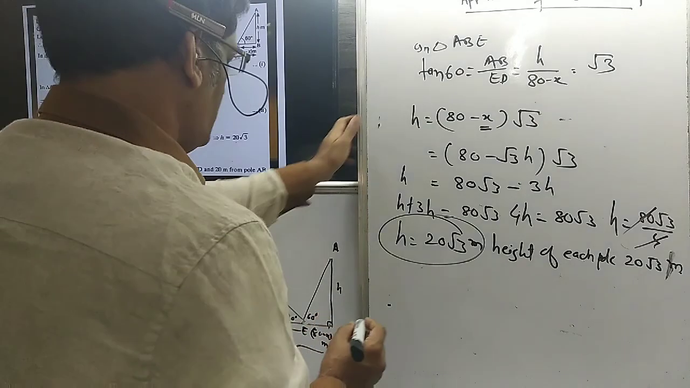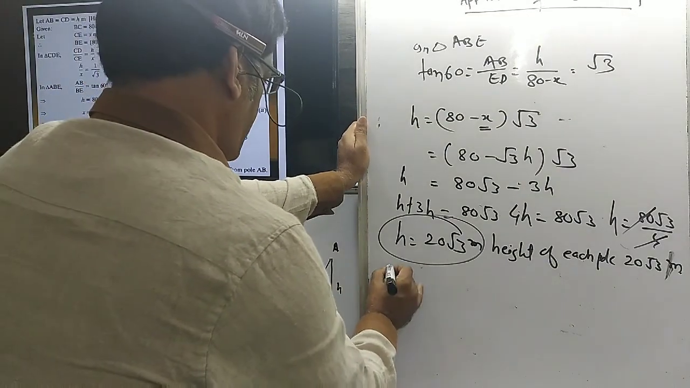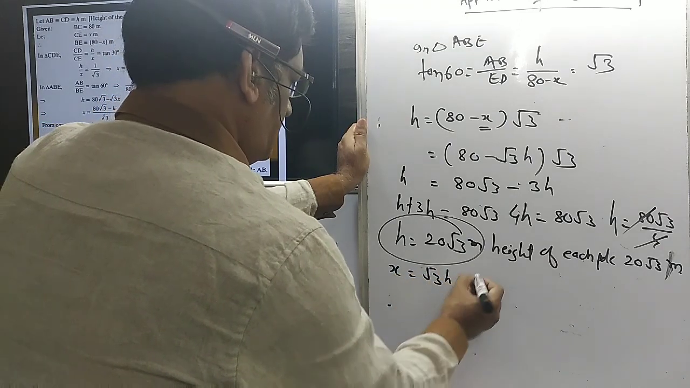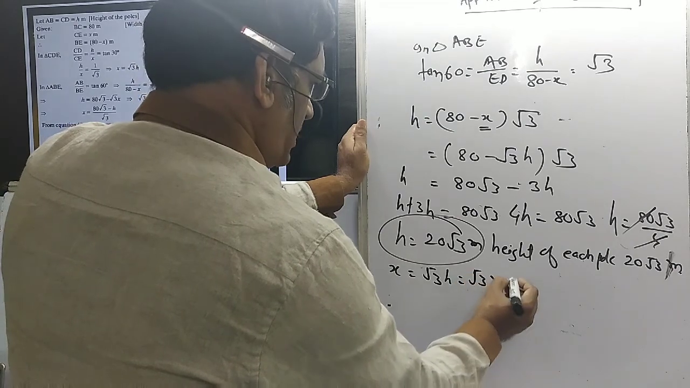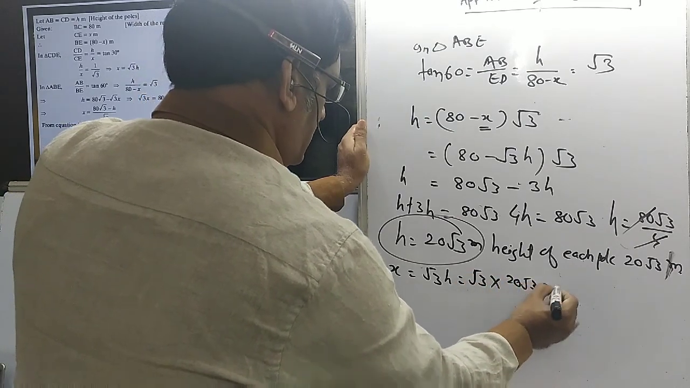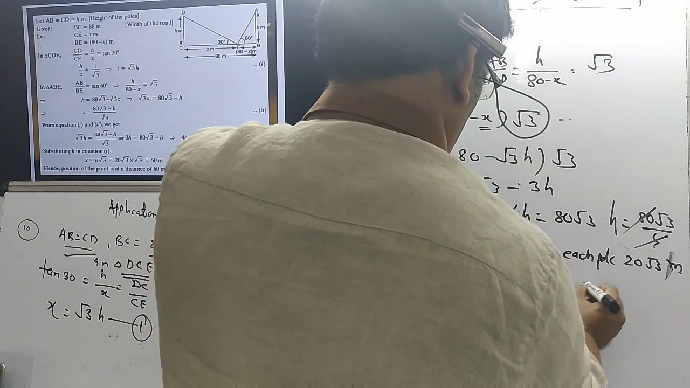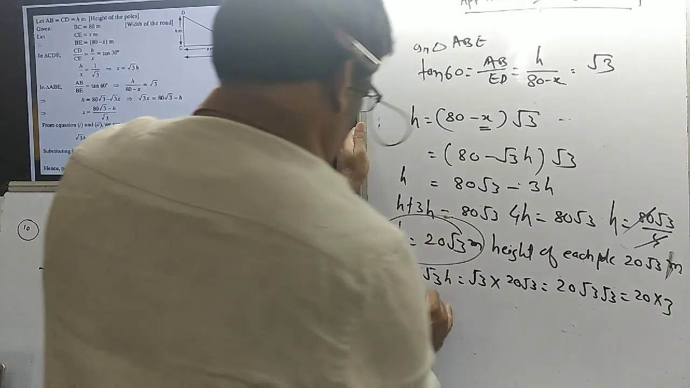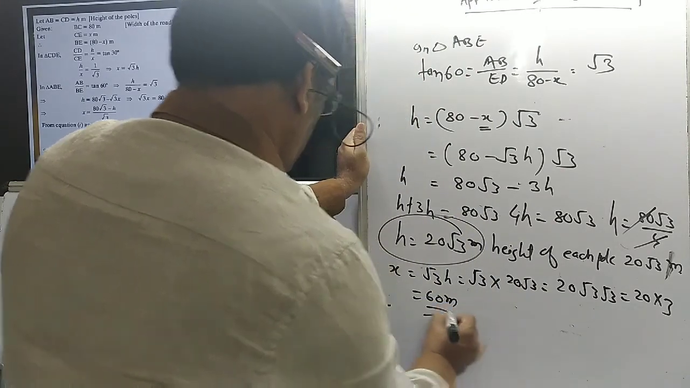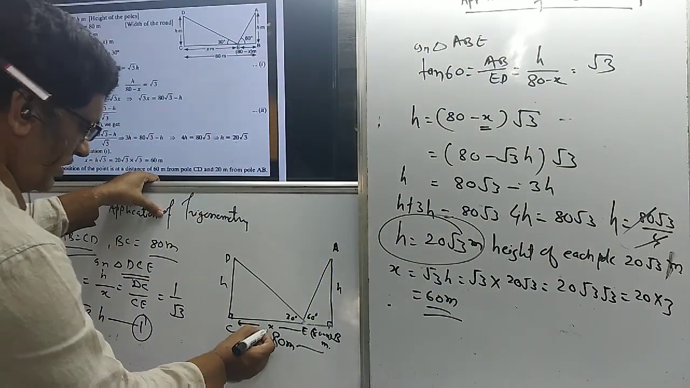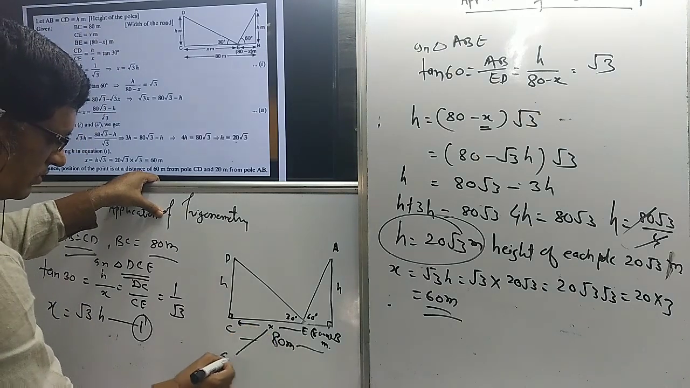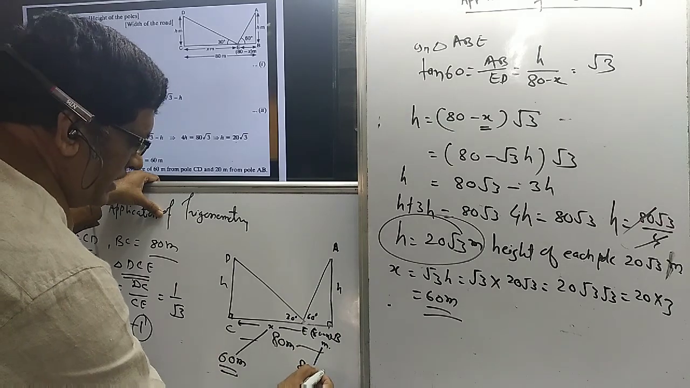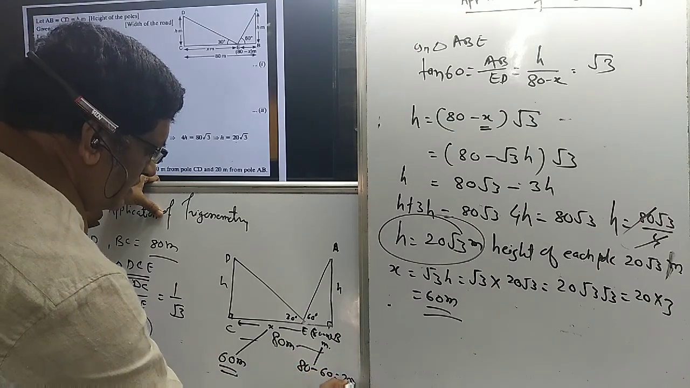For that, we have to find the x. X equal to root 3 into h. Root 3 into h is 20 root 3, so it is 20 into root 3 into root 3, that is 20 into 3, that is equal to 60 meter. So this is 60 meter, and this is 80 minus 60, that is 20 meter.